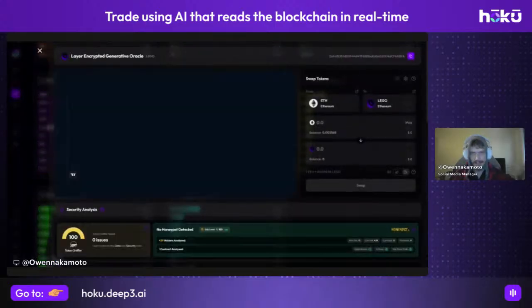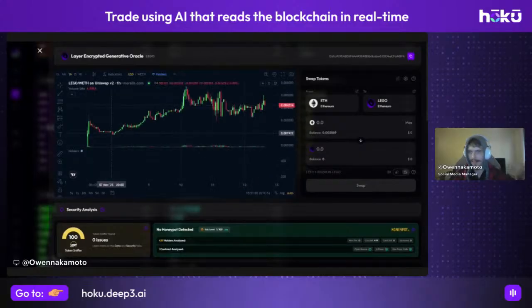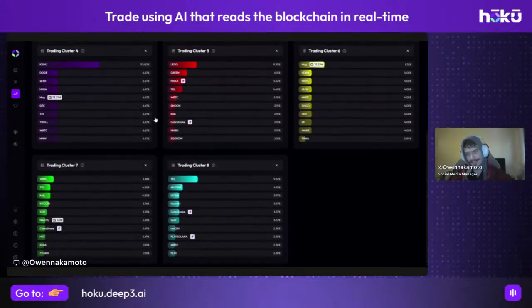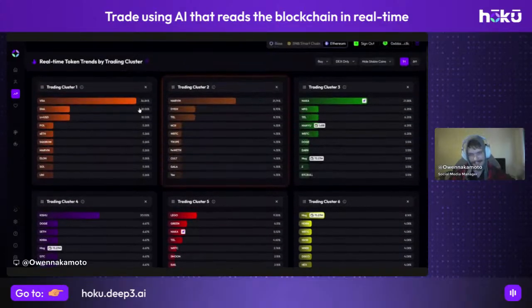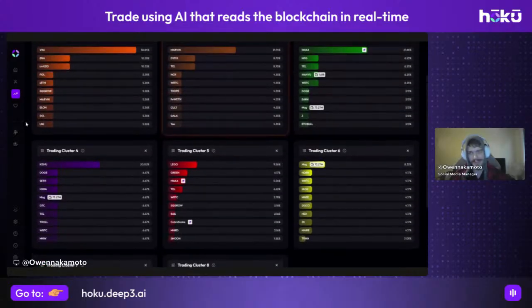Lego, I should have held. This is a big L for me. I bought it like here, I sold it like here. Shouldn't have sold it. I probably actually sold it like here and bought it here. This is a decent gain, but it could have been way better. Unfortunately, Hoku is way better than me. I put too much emotion into it.